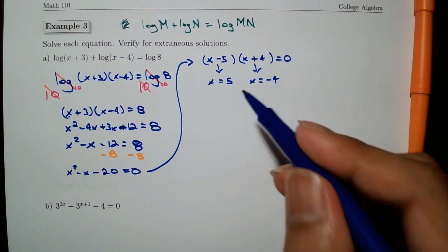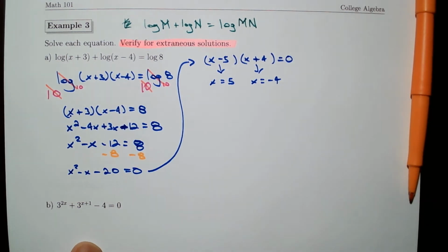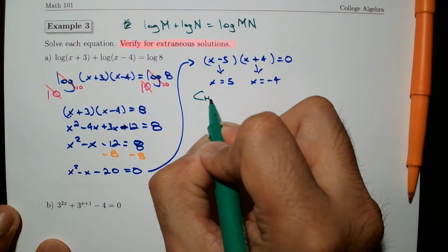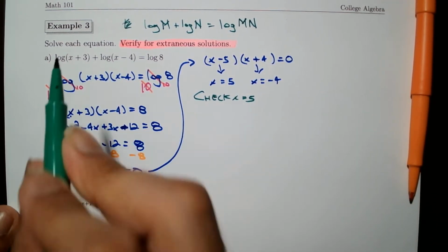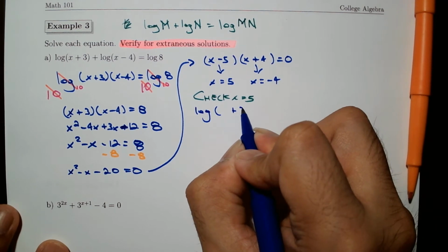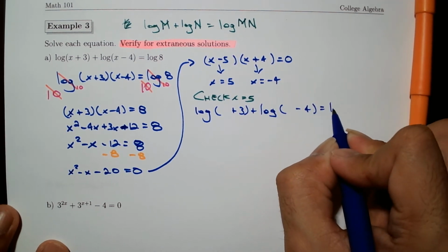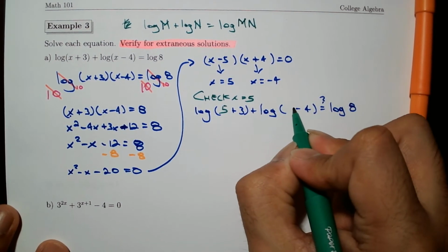All right, so let's see. In this case, we obtained two solutions, so notice the instructions that we have here: verify for extraneous solutions. Okay, so how are we going to do this? Well, we are going to check x equals 5 in the original equation. So I'm going to write log of 5 plus 3 plus log of 5 minus 4. Is that equal to log of 8? That's the question.